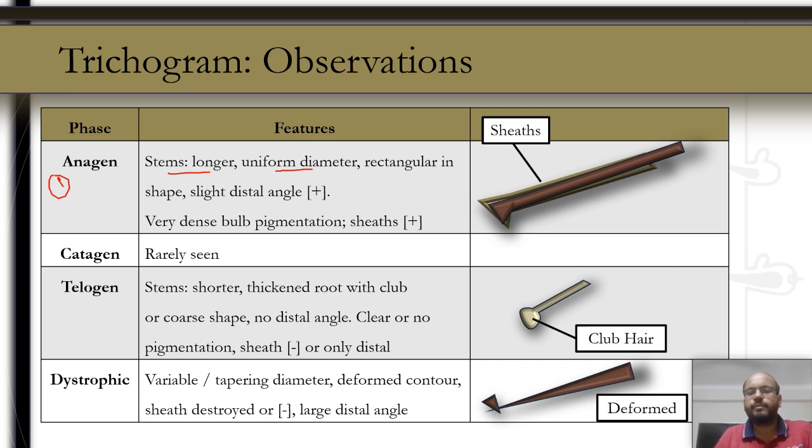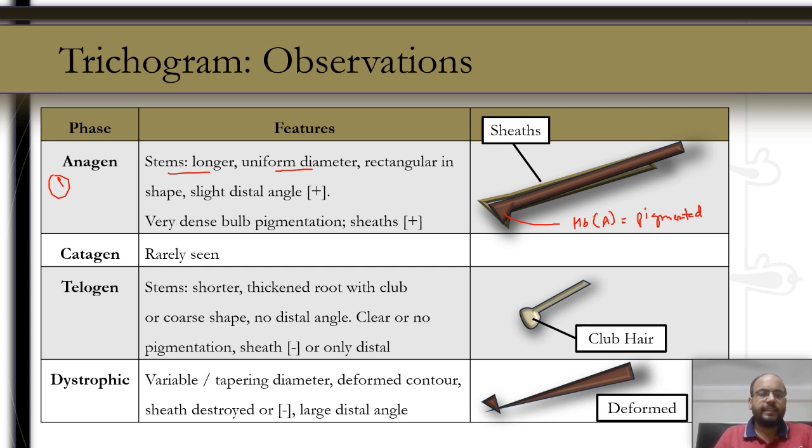There is very dense bulb pigmentation along with the sheath. So in the anagen hair bulb, in the anagen phase, you will see pigmentation. Why? Because anagen means growing hair and growing hair means active hair bulb and matrix cells. That means active melanization of the hair shaft and you see a pigmented hair bulb. Clear? The sheath is also present. Why is the sheath present? Because there is firm attachment between the bulb and the sheath in an anagen hair. So when you forcibly pluck them out, the sheath also comes out.